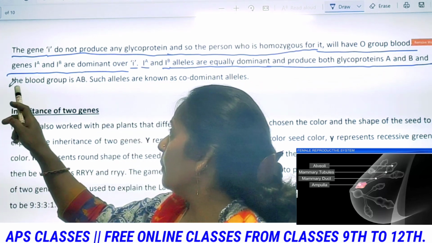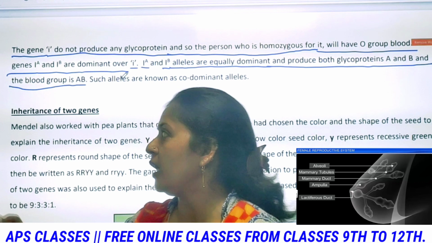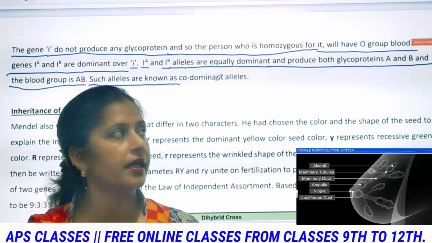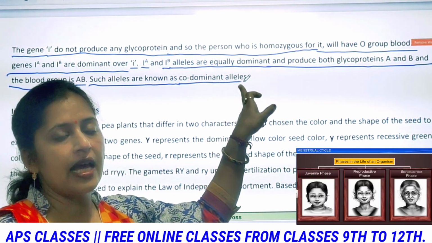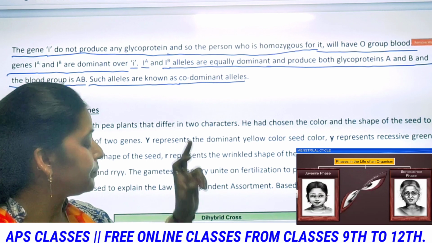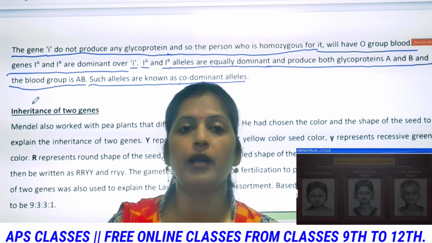And the blood group is AB. So in these, the blood group will be AB type. Such alleles are known as, what do we call such alleles? Co-dominant alleles. Such type of alleles are known as co-dominant alleles. So this is all about the multiple allelism in the blood groups.